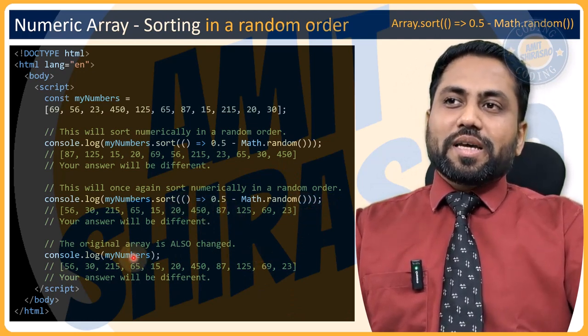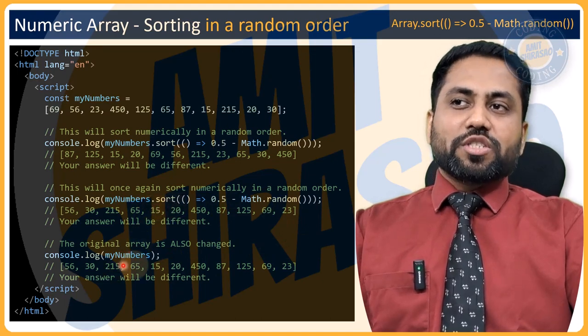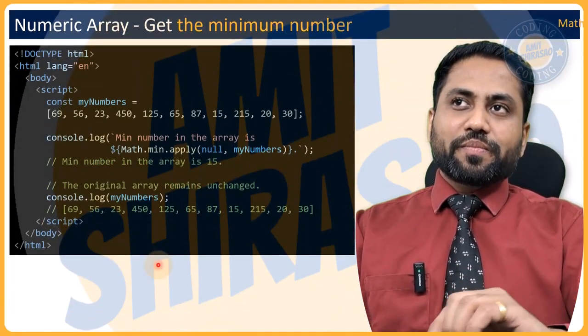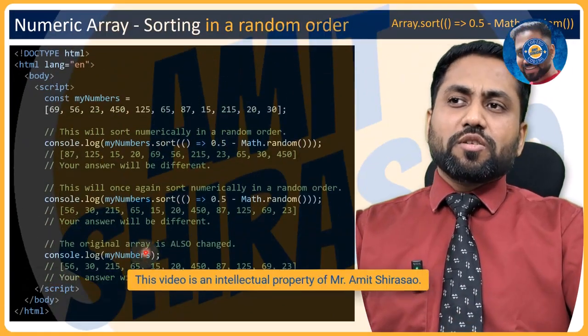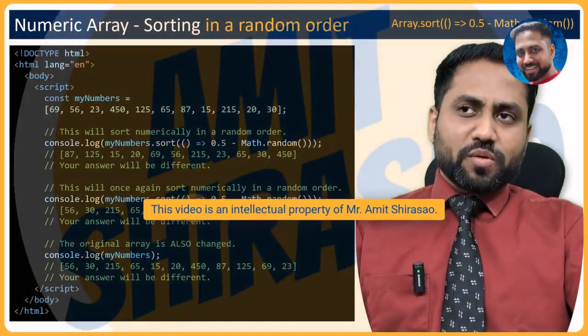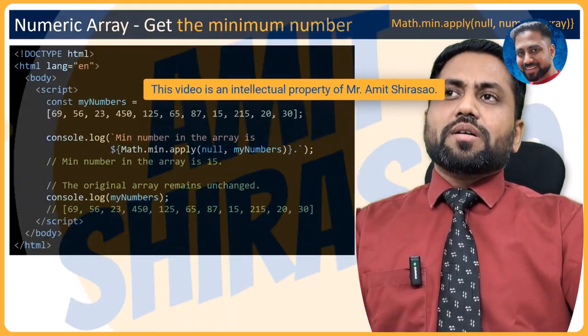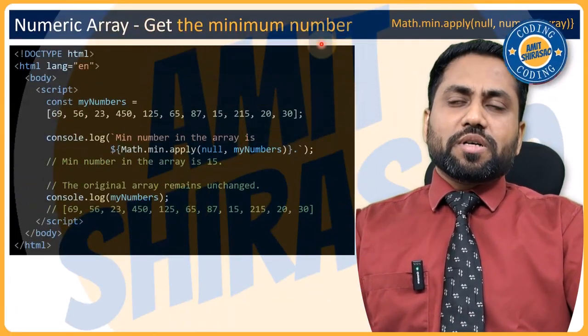Okay, again, I'm using sort, and that's why the original array is going to change. If you don't want the original array to change, obviously use toSorted. Okay, simple.